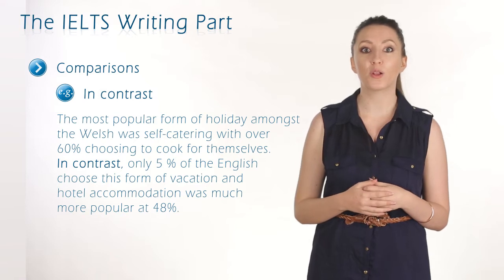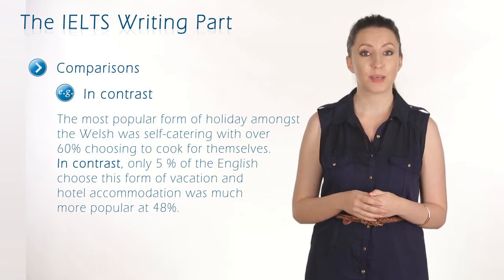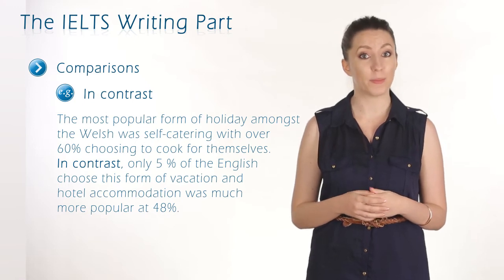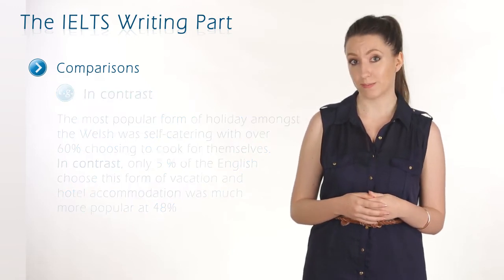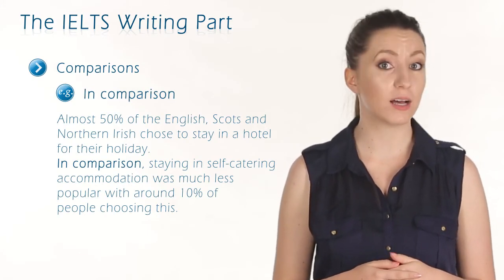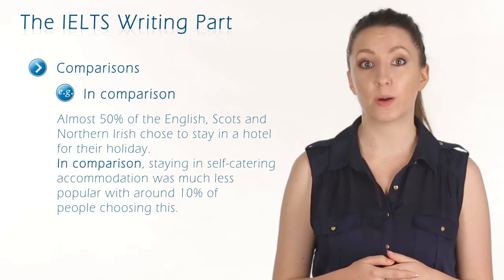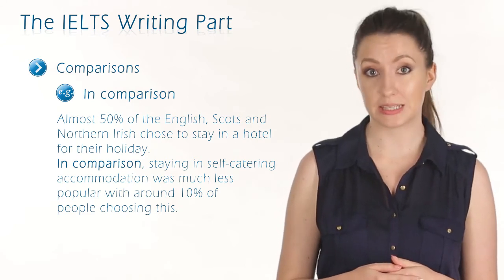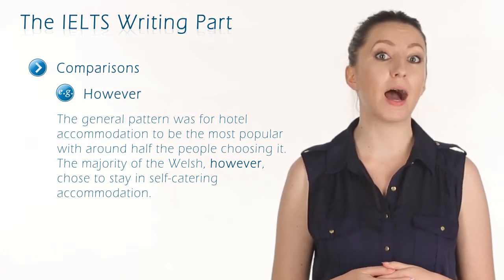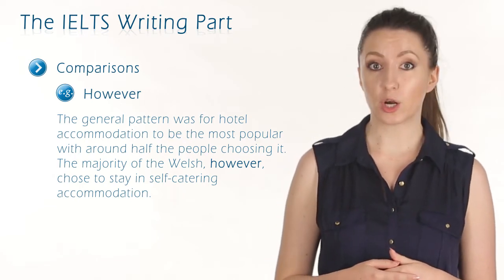The most popular form of holiday amongst Welsh was self-catering, with over 60% choosing to cook for themselves. In contrast, only 5% of the English choose this form of vacation, and hotel accommodation was much more popular at 48%. In comparison, almost 50% of the English, Scots and Northern Irish choose to stay in hotels for their holiday. In comparison, staying in a self-catering accommodation was much less popular, with around 10% of people choosing this. However, the general pattern was for hotel accommodation to be the most popular, with around half of the people choosing it. The majority of the Welsh, however, chose to stay in self-catering accommodation.